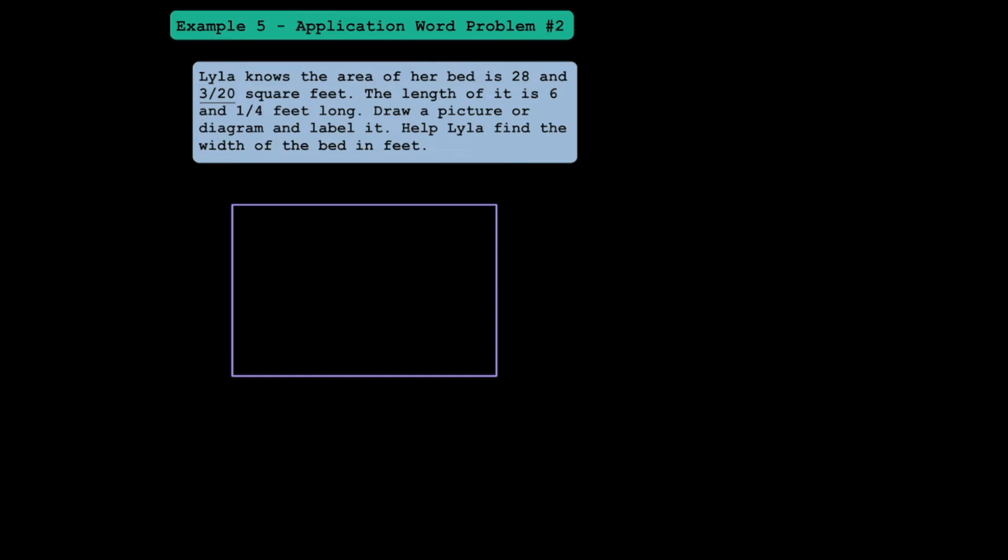Here's a rectangle to represent Lila's bed. These measurements are pretty close to those of an actual full-size bed. Let's label our diagram. We know the area is going to be 28 3/20 square feet. Also, we know that the length of the bed is going to be 6 1/4 feet. What we don't know is how wide the bed is. We're going to use the letter W to represent the width here.